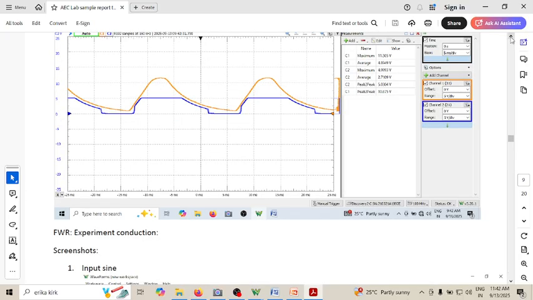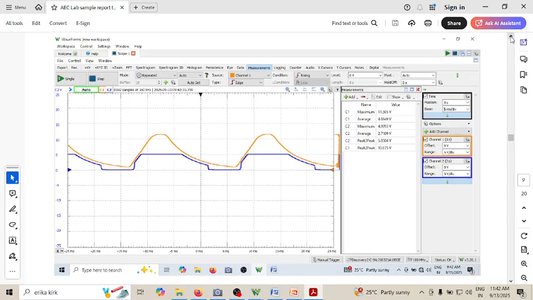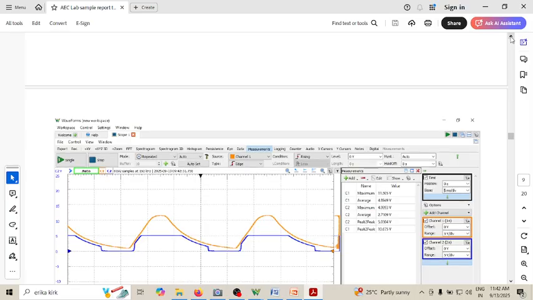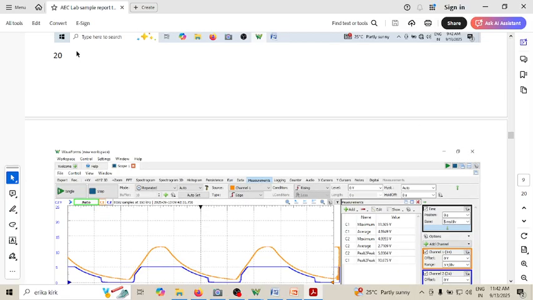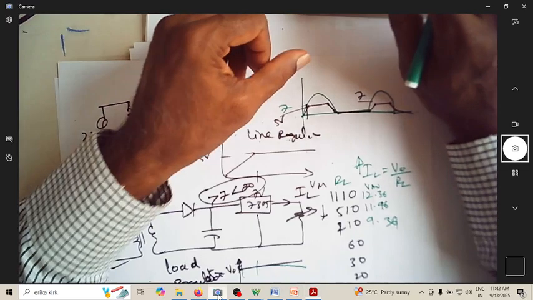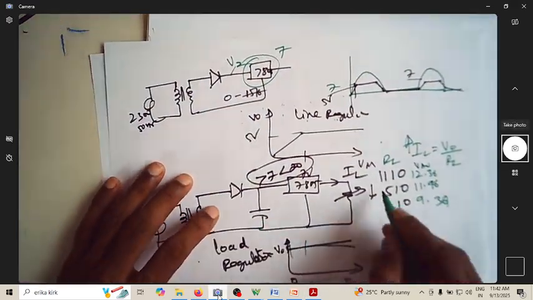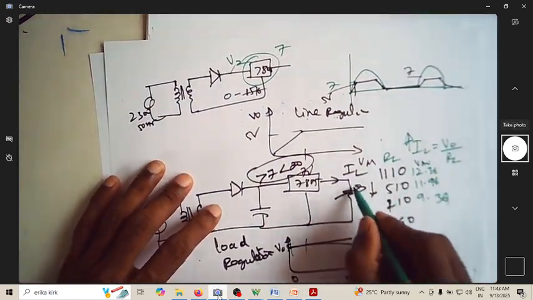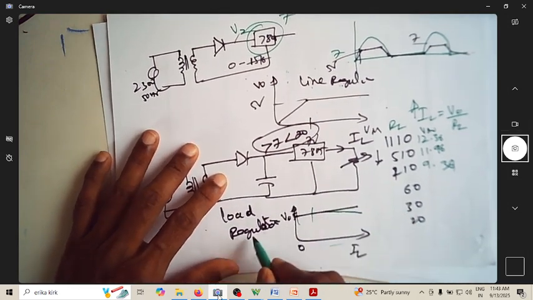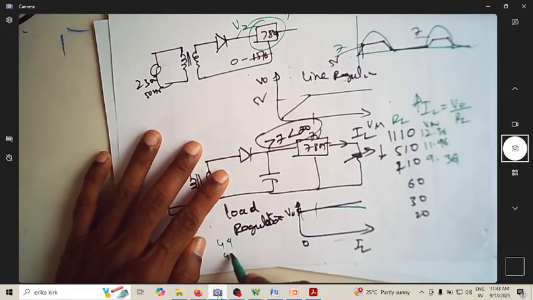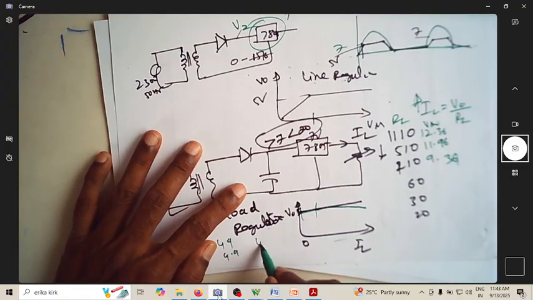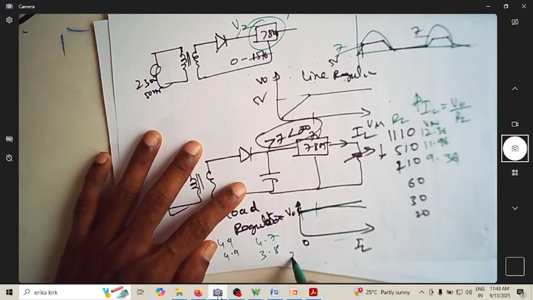Okay, I think I did it for only 30 ohm. For 30 ohm, the voltage has reduced to, sorry, this is 20 ohm. For 20 ohm, it is 2.7 volts. The output voltage average keeps reducing as you are increasing the current. How are you increasing the current? By reducing the resistance. The output voltage was initially constant at 4.9, then it becomes 4.7, 3.8, then 2.7.